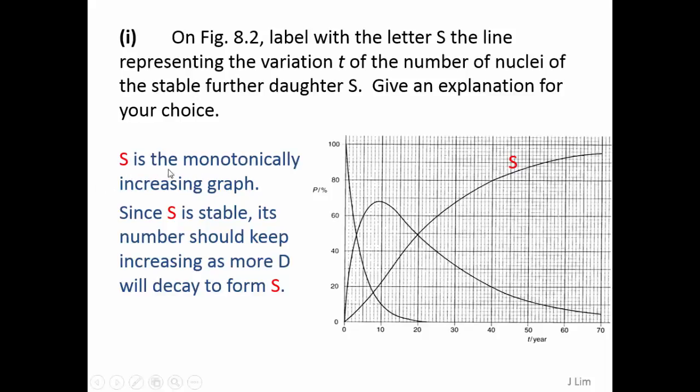So we choose S as the monotonically increasing graph. The reason is that since S is stable, its number should keep increasing as more D will decay to form S.